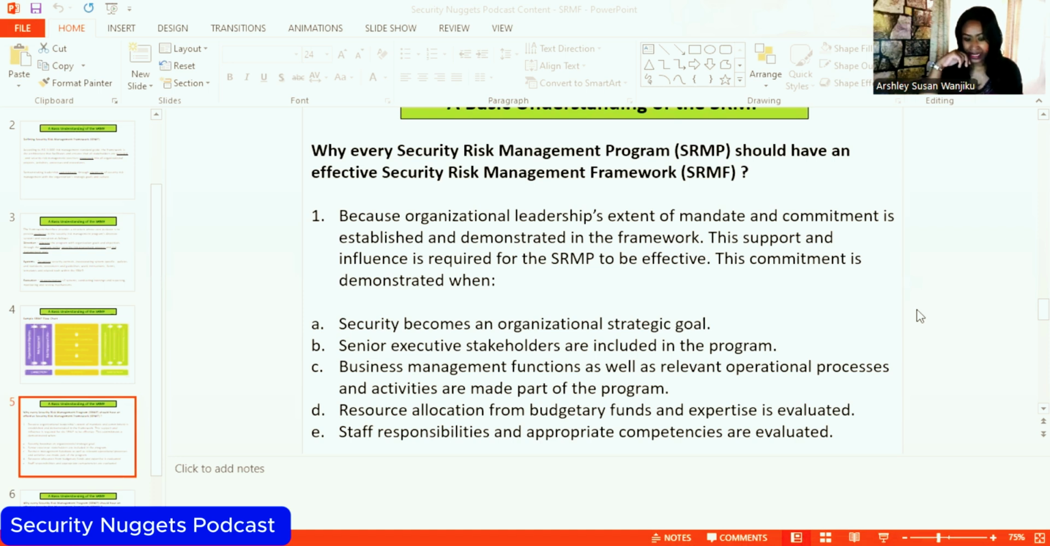Now, as D, resource allocation from budgetary funds and expertise is evaluated.